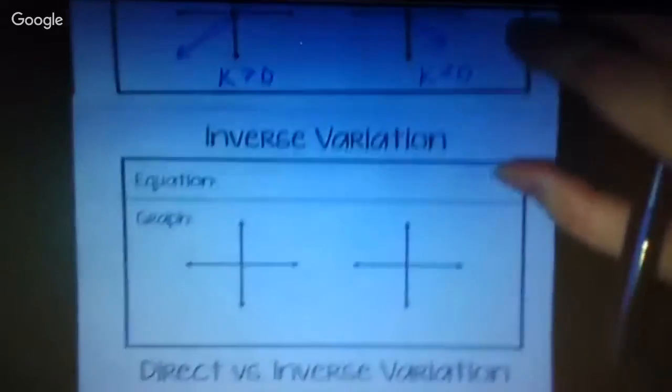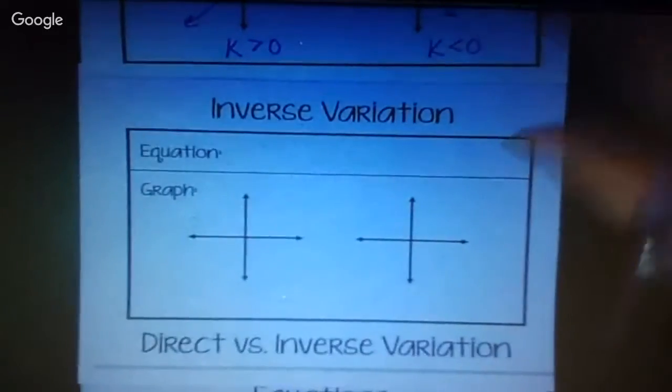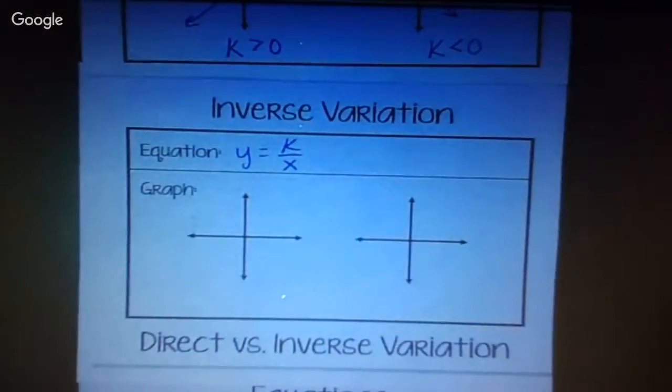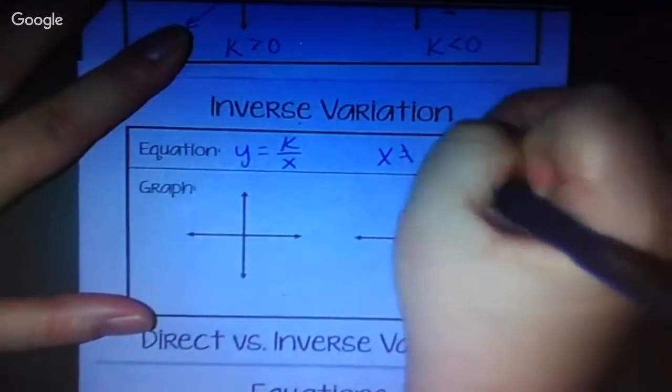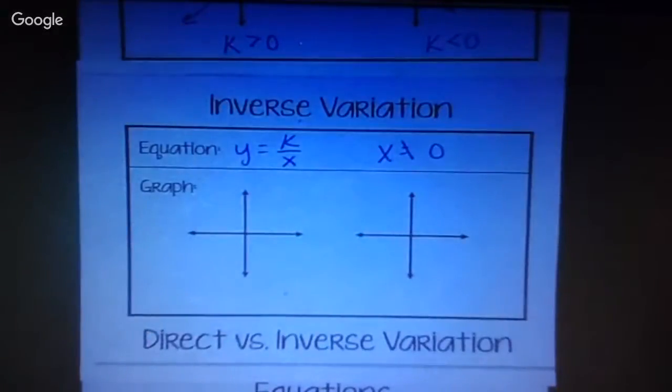Inverse variation, we said, was y equals k divided by x. I want you to take a look at that for a minute. There is something that you should have learned that we can never divide by. What's that number? 0. We can never divide by 0. So in this equation, x can never equal 0, because I can never divide by 0.